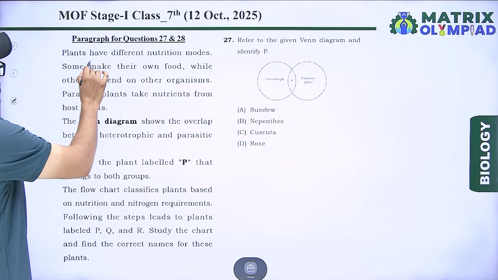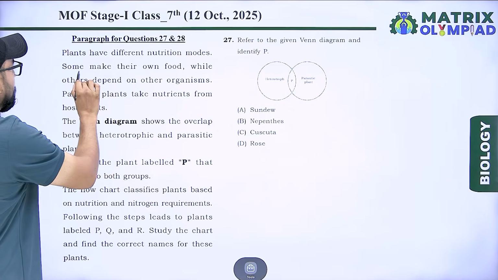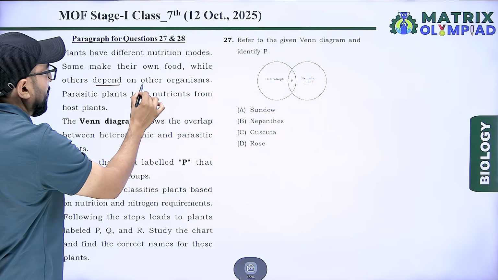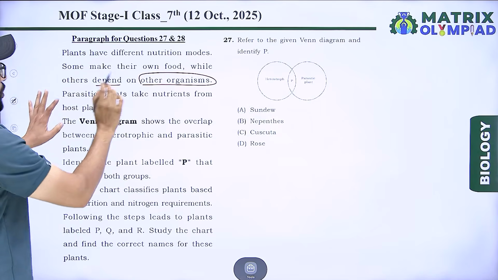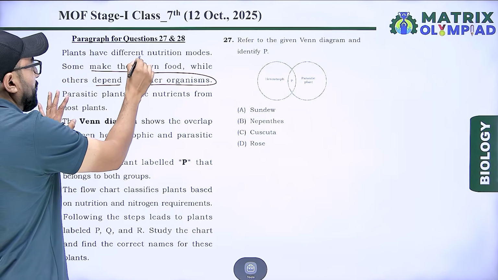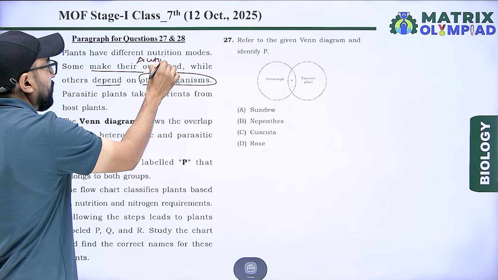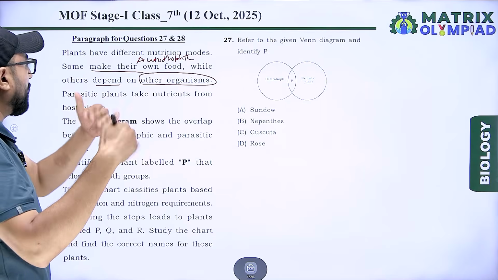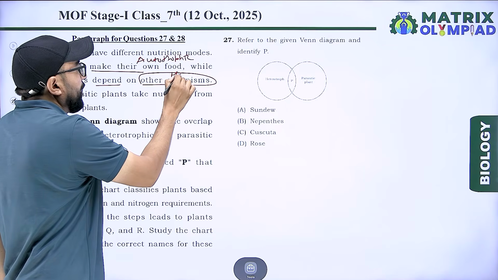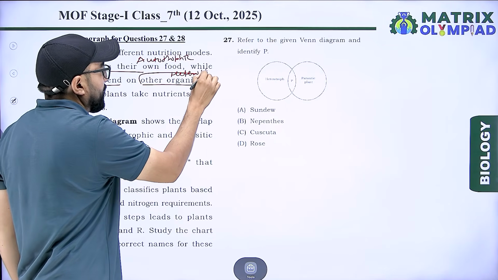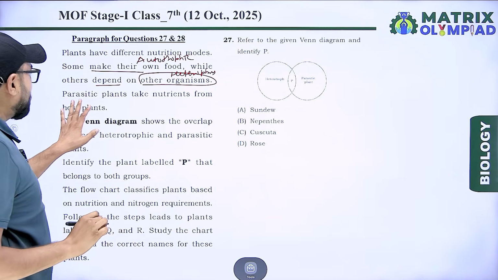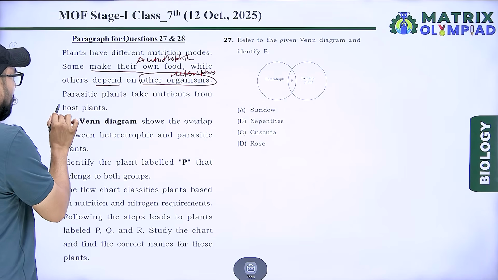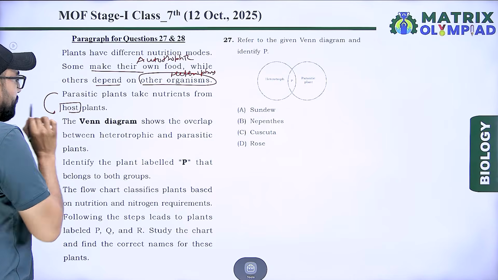Next, plants have different nutrition modes. Some make their own food while others depend on other organisms. Those that make their own food are called autotrophs, autotrophic plants, and those that depend on others are called heterotrophs. Parasitic plants take nutrition from the host body. It means they depend on the host body.